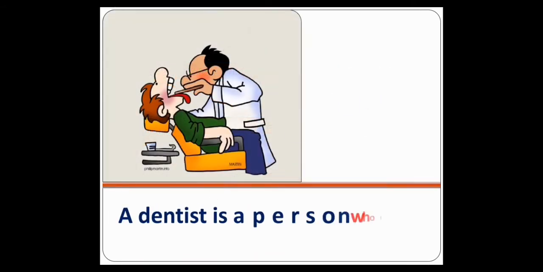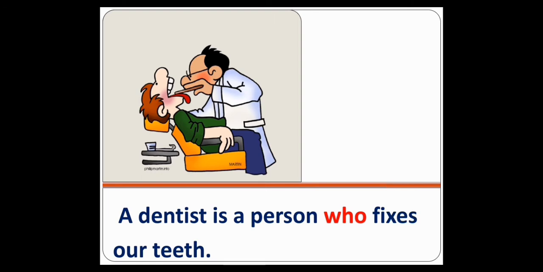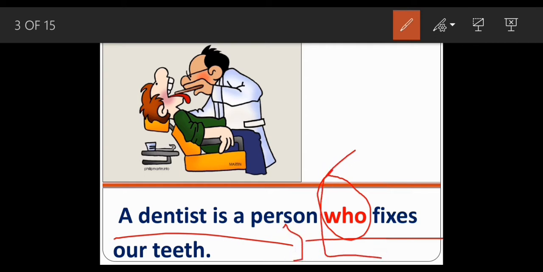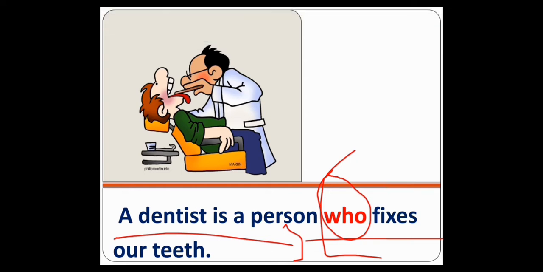Now look at this sentence. A dentist is a person who fixes our teeth. In this sentence we have a relative pronoun who, which introduces this sentence here, which is fixes our teeth. Who fixes our teeth? This is the relative clause, and it is used to describe or to give extra information about the person.